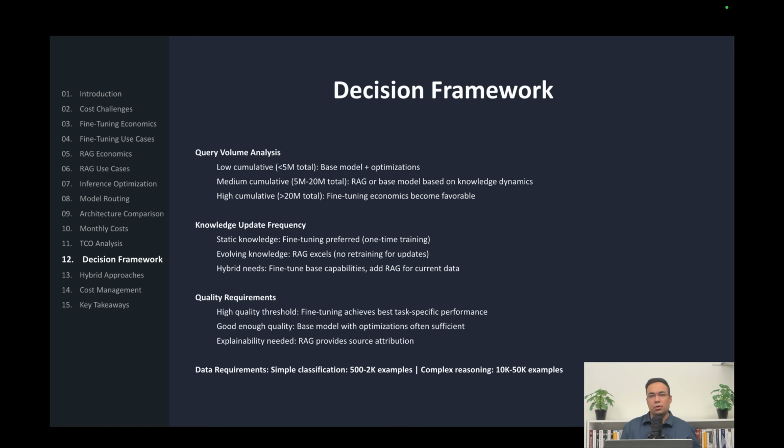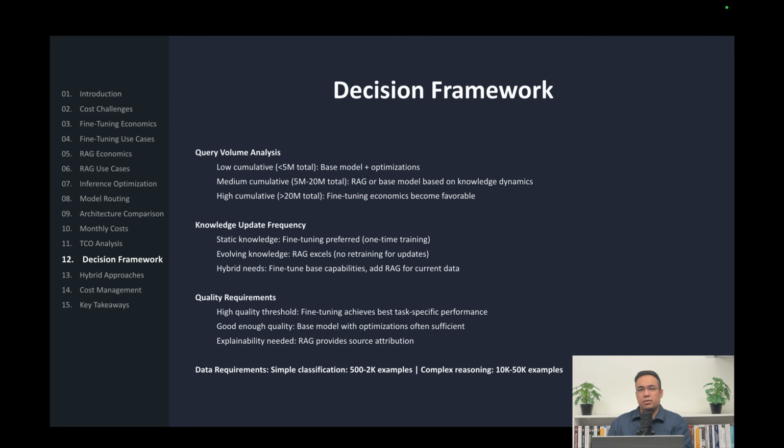Now, second is knowledge update frequency. For static knowledge that rarely changes, fine-tuning is preferred because you do only one-time training and you're done. For evolving knowledge that changes frequently, RAG excels because you don't need to retrain, you just re-embed the updated documents. For hybrid needs where you have some stable foundational knowledge and some current information, you should fine-tune base capabilities and add RAG for the current data. We'll see examples of this in hybrid approaches in just a bit.